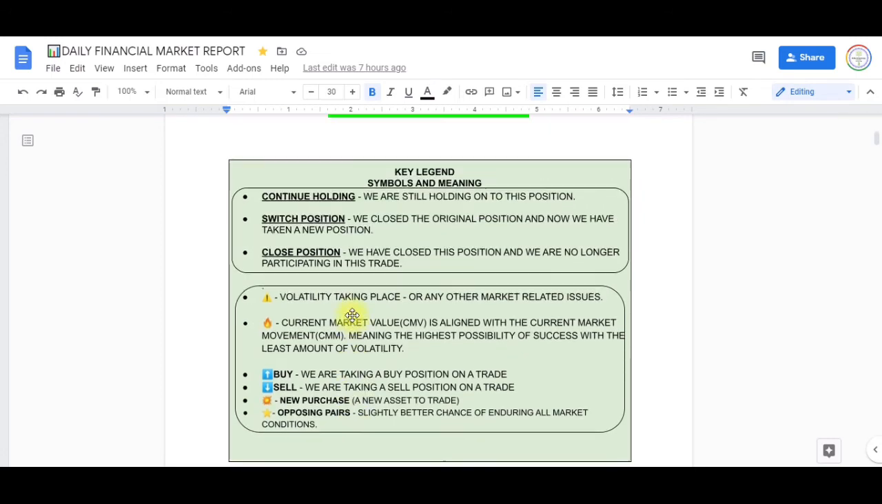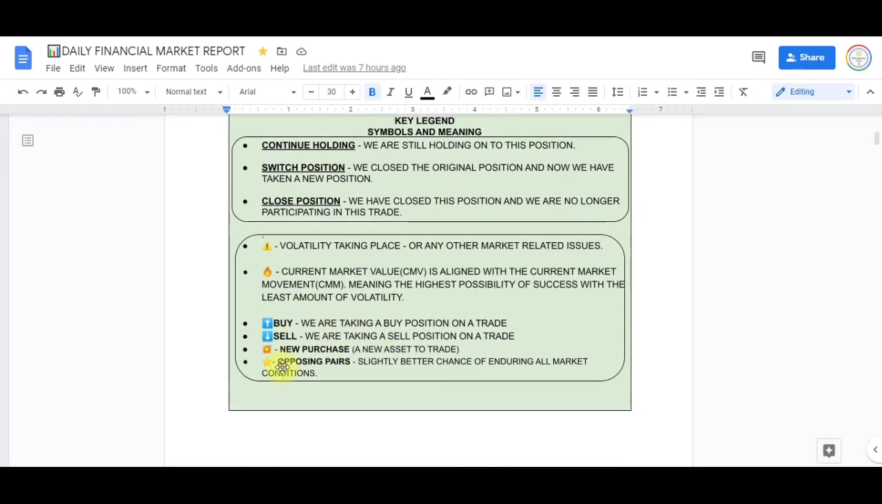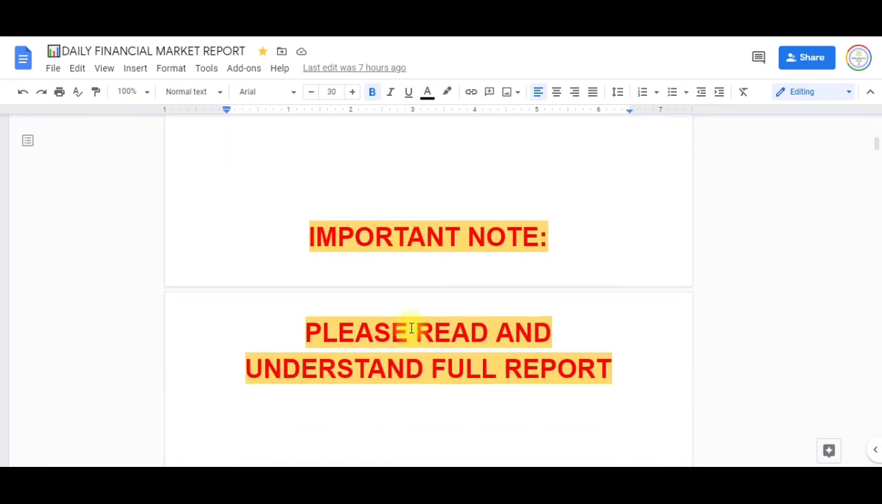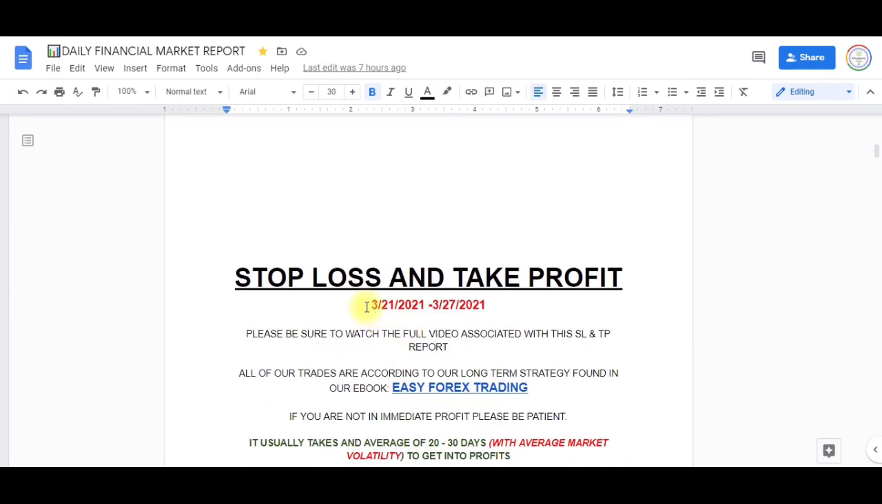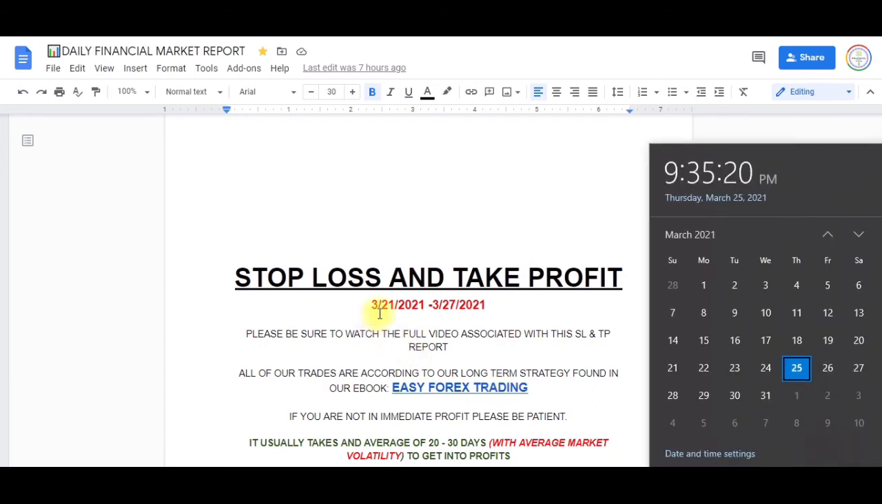Now, we do have a key legend. It will be updated. We no longer use new purchase or opposing pairs, so that will be eliminated from here, but everything else is pretty much the same. And this reflects the date, the time frame. I'll pull up a calendar so you can see it says here 3/21/2021 through 3/27/2021. You can see that we're on the 25th, and the week here represents what's listed here. So that's another indicator to let you know that this report is current.